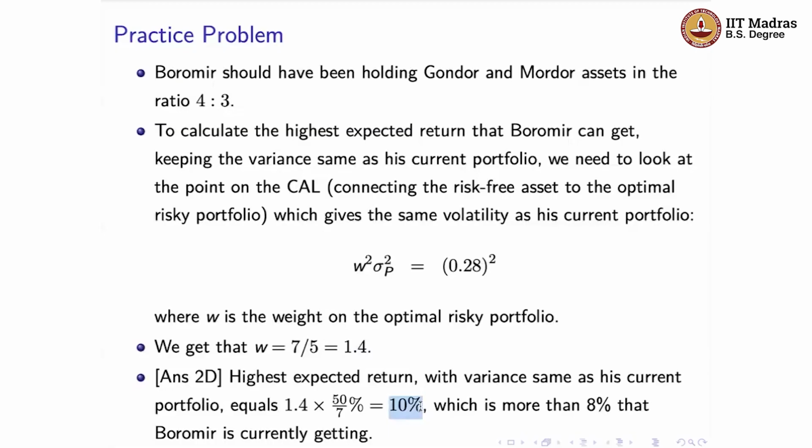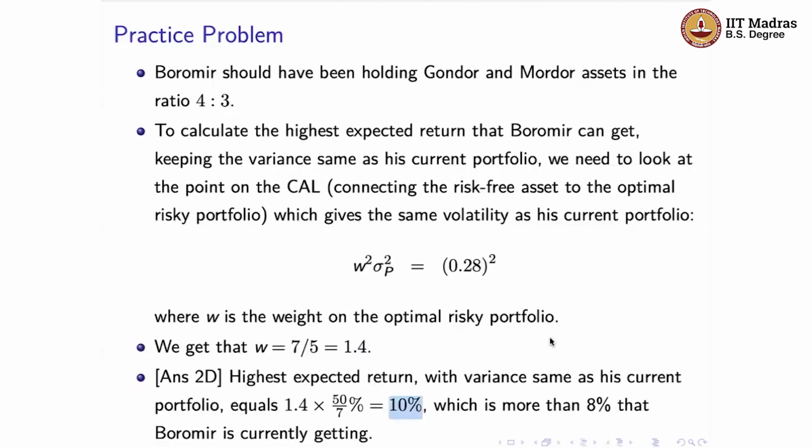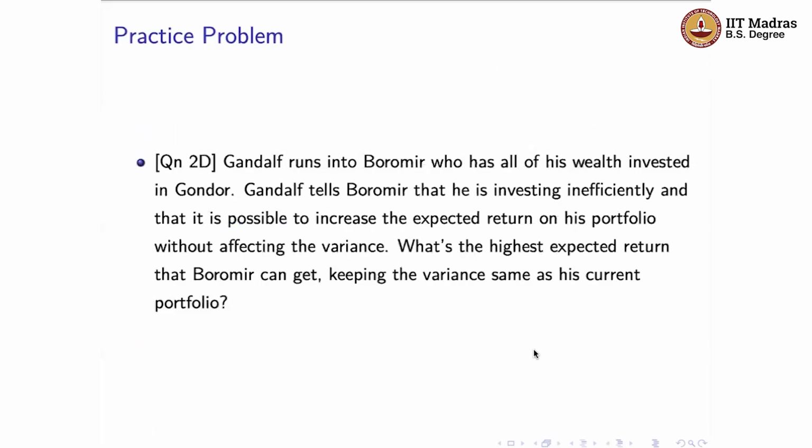So we can see that, as expected, Gandalf was right. Boromir was, remember, earning a rate of 8%. How do we know this? Because this is the rate of return of the Gondor asset, which was the only thing that Boromir was holding. If he changes his assets so that he's investing optimally in the ratio 4:3 on Gondor and Mordor, he can increase his expected return to 10% from the current 8%, with the variance still remaining the same. So that's the answer to this question.